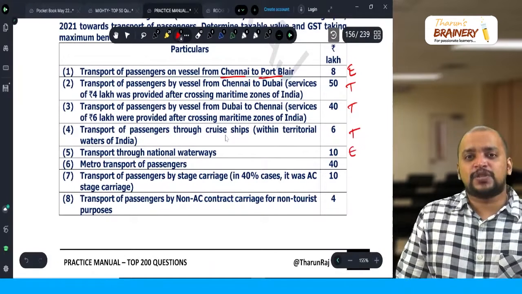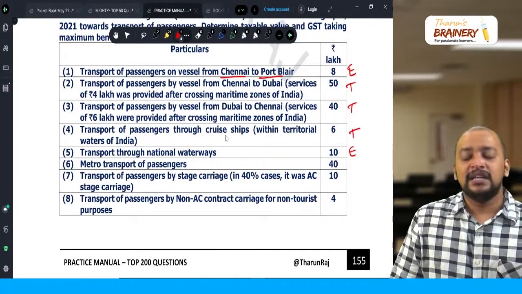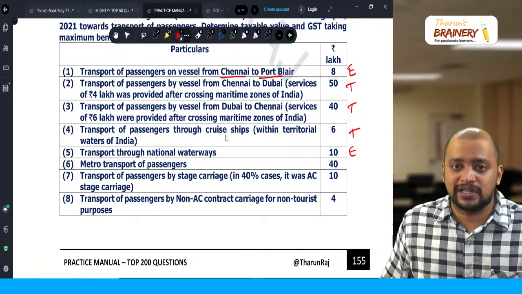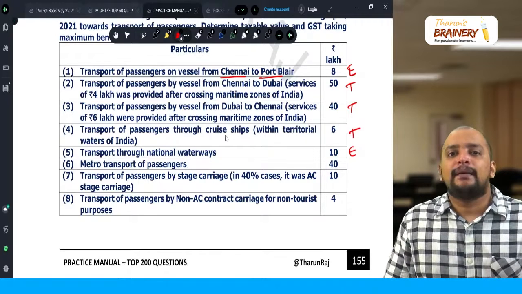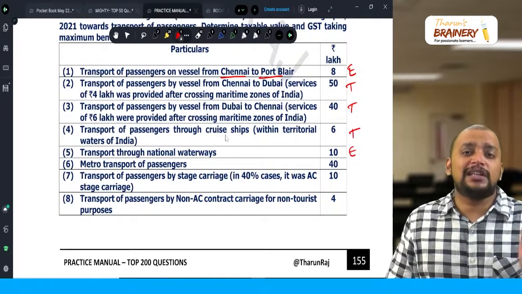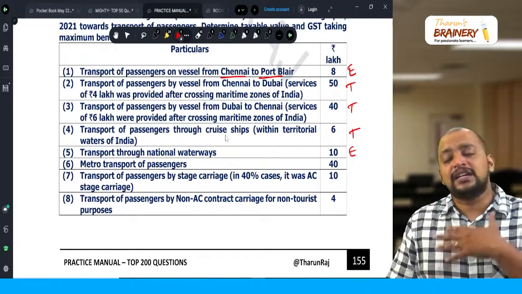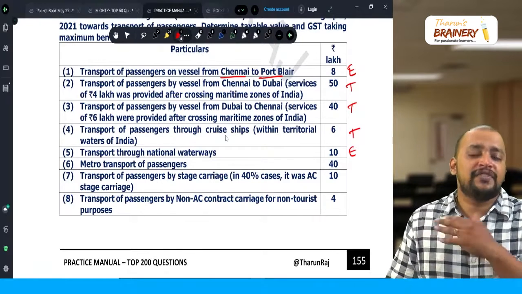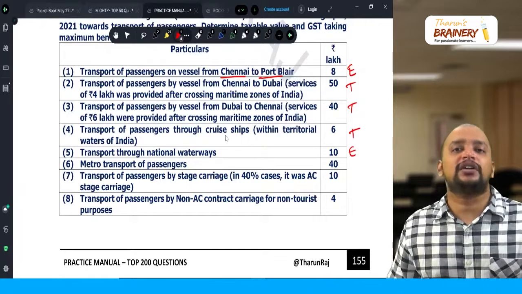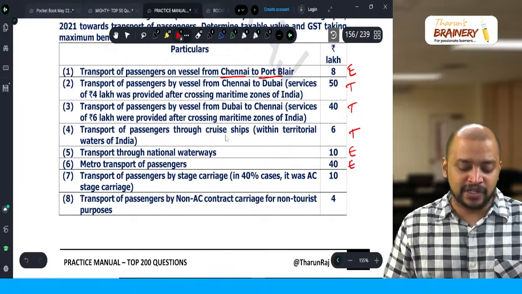Then metro transport of passengers. Transportation of passengers by railways: in this case we have two classifications. Any AC coach or any first class will be taxable. All others are exempted. However, metro, mono and tramway, let it be AC, non-AC or first class or any class, will always be exempted. What? Metro, mono and tramway. So in that case, metro, mono and tramway are exempted.